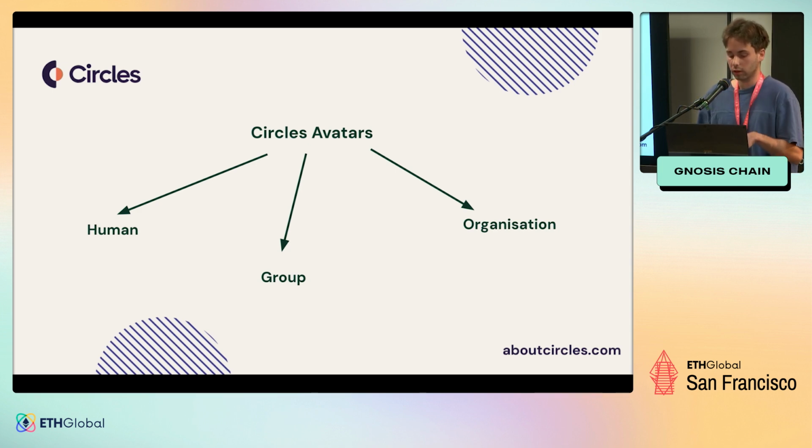So for the Circles avatar that I'm talking about since the beginning, with the new launch of Circles, there are 3 kinds of avatar. There is a human avatar, so it's a person like you and me. We also have groups. A group is a group of human avatars, and groups have their own Circles group tokens. And then we have organization. It's like one step further in the protocol hierarchy.